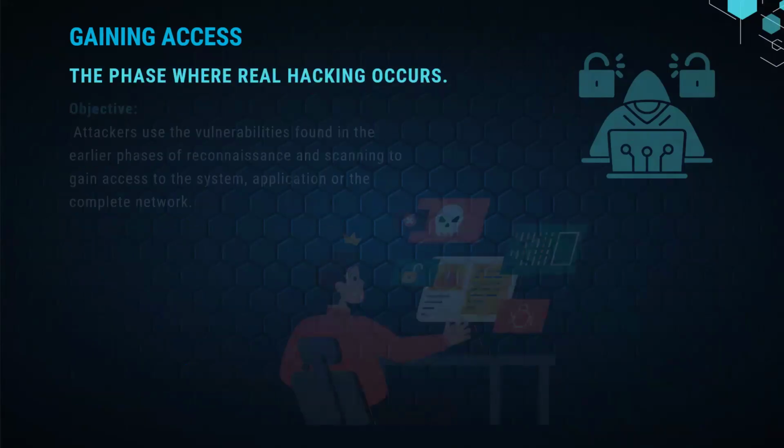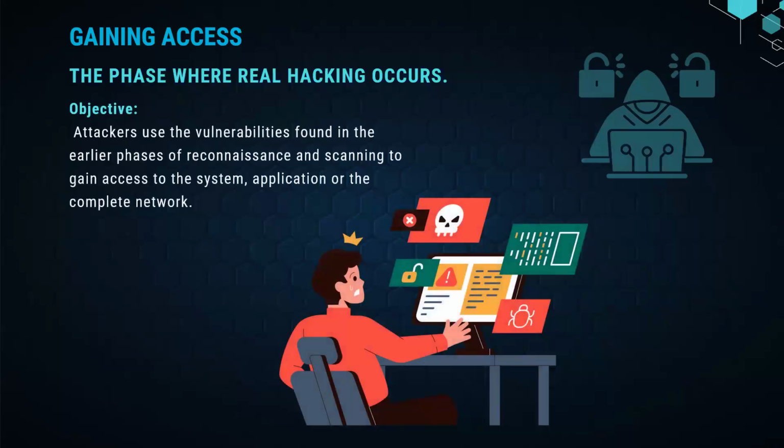Attackers now use the vulnerabilities found in the earlier stages to attack a certain application, a certain system, or the entire network of the organization. So this is the core of the subject, guys. Now, if this is still a bit unclear or if you've joined a bit late, let me give you a very simple example or analogy to understand these stages.